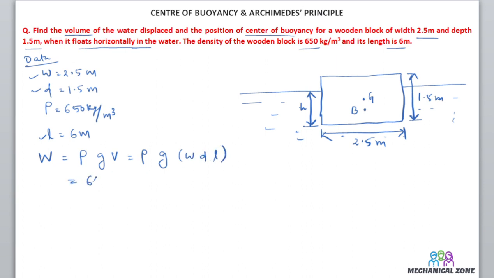So let us put the values. Density is 650 kg per meter cube. G is 9.81 meter per second square. W is 2.5. T is 1.5. L is 6. From here, you will get the value of weight in terms of Newton. So, with this, we have calculated the weight of the wooden block.